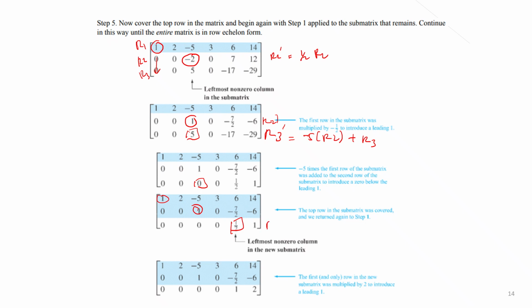So now the new row 3 will be equal to 2 times the original row 3. Then you will have this value become 1. Okay, now all the leading one is complete, below it is already 0. This one is already at row echelon form, not reduced row echelon form, because above the leading one, this one and this one, still have value.